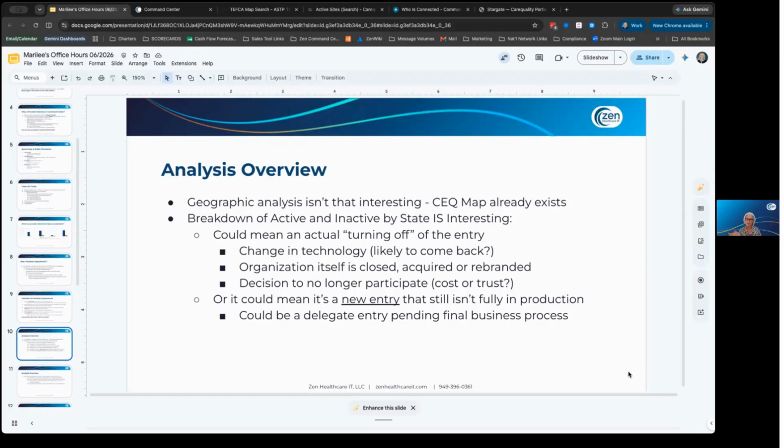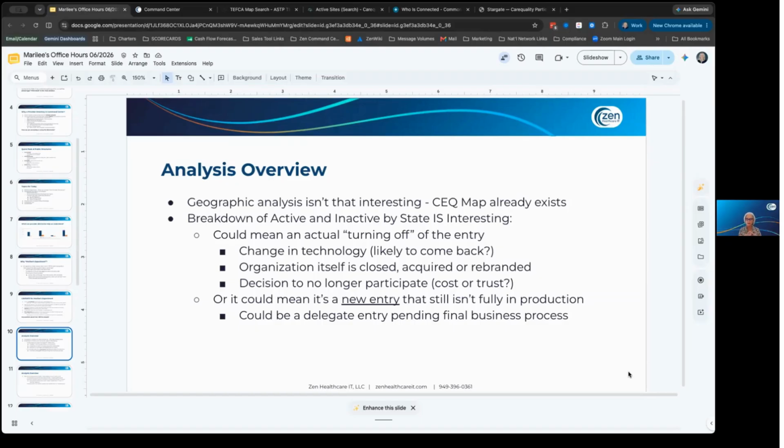Or it might be a new entry that isn't yet fully in production. So they could be in the middle of going live. I know in our case, when we're adding new entries to the directory and moving them into production, we may have to wait on our customer. So they may get added to production, marked as inactive. We're waiting on our customer to finish up something to be fully ready, and then we would activate them. So we could be catching some entries that are just in that state.